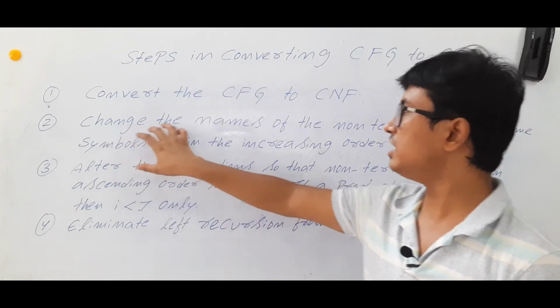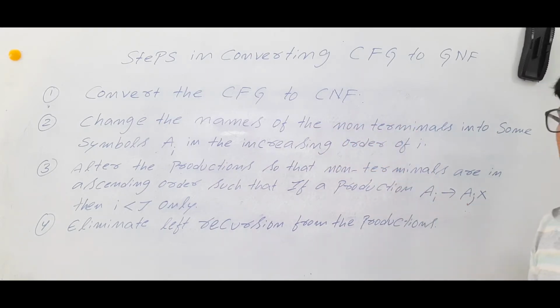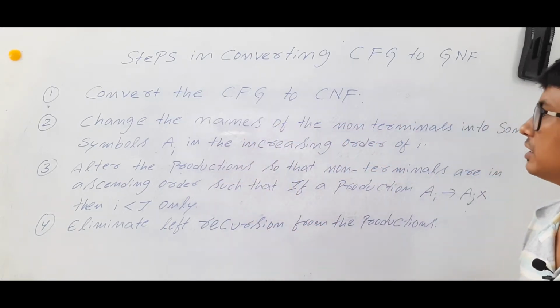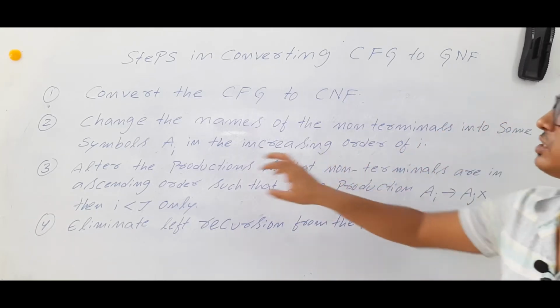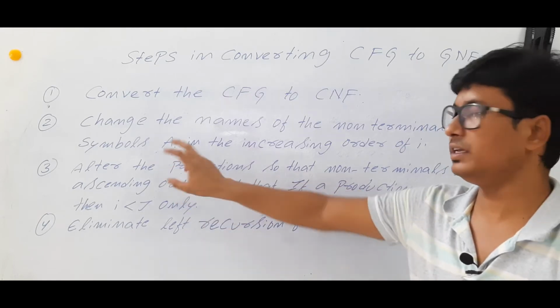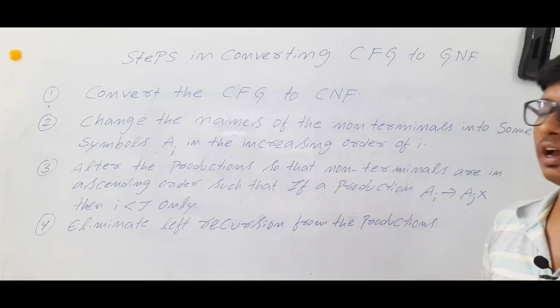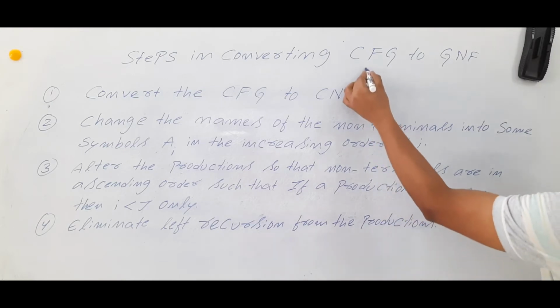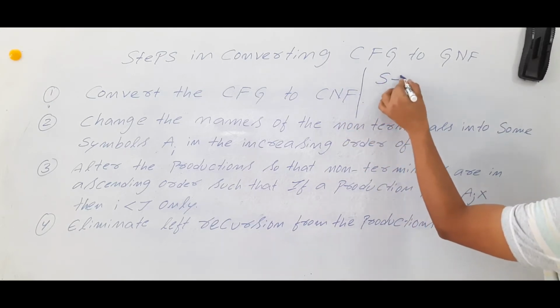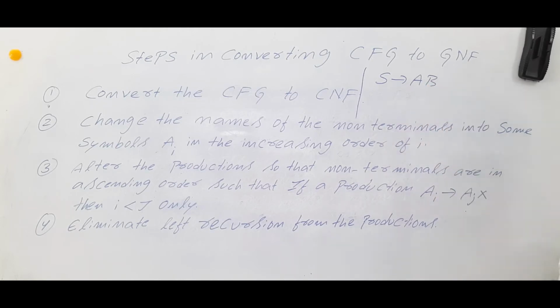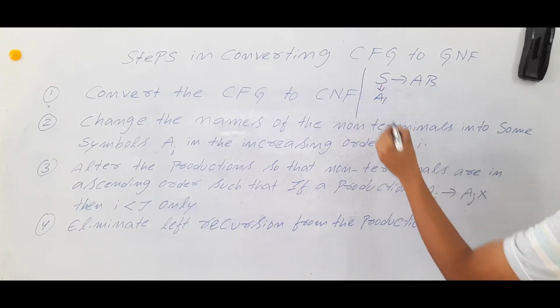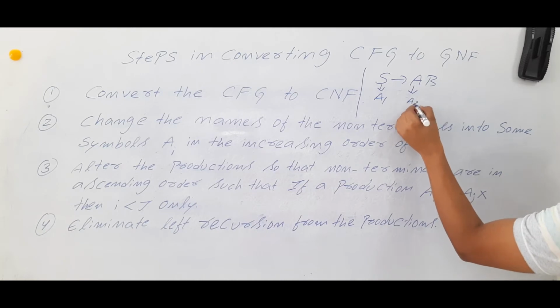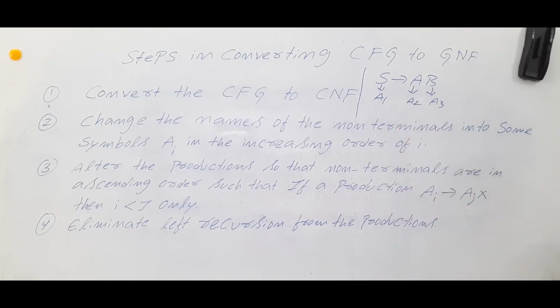Now, once we have converted the context-free grammar to Chomsky normal form, what productions did we get? Step 2: change the names of the non-terminals. I think everyone knows what is meant by a variable or a non-terminal. Rename them into symbols with a suffix i, in increasing order of i. Let's take that you have a production S determines AB. It is in CNF, am I right? Now, once you have the productions in CNF, first you take S as A1, then this is A2, this is A3. These are the new symbols you need to take.